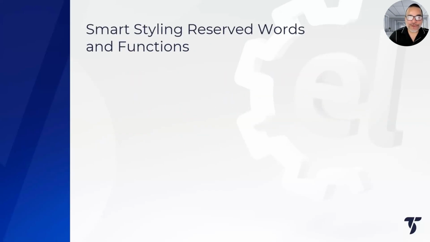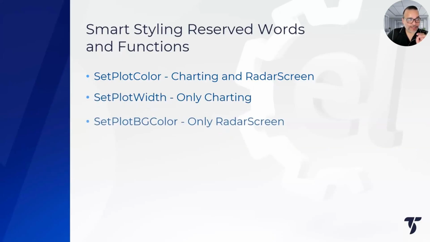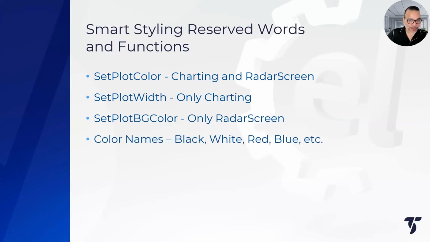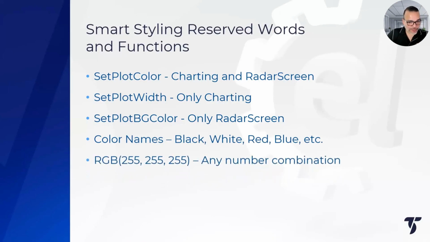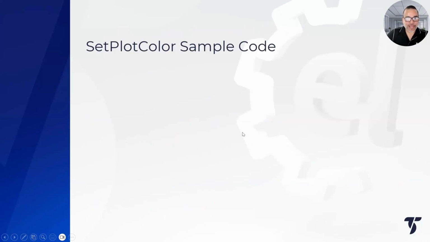So we're going to talk about some of the reserved words we're going to be using in EasyLanguage, and we're going to try to use a few examples right here on the spot so that we can modify some studies. The reserved words we're going to talk through today are SetPlotColor, SetPlotWidth, SetPlotBGColor. BG stands for background. Color names, we're going to talk through some of the colors that you can use, the RGB function, GradientColor, and MyColor. So those are all the different things that we're going to try to use today. And we're going to do that in a more practical way by changing the code of a built-in indicator and see how that works. So let's go ahead and talk about our first example, SetPlotColor.